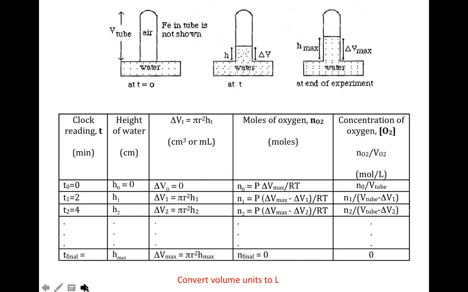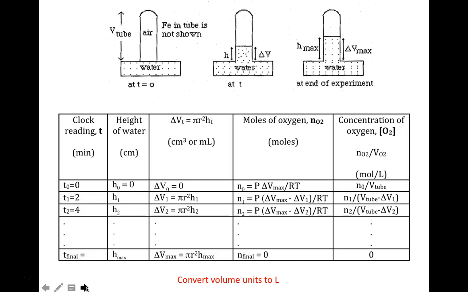Because if you notice in the 4th column, when we're solving for moles of oxygen, or N sub O2, we see that part of the very first equation, where it says N sub naught equals P delta V max over RT, well, there's our delta V max. So we need to know what that maximum amount of NO2 is. And you might be wondering, wait a second, that's T sub 0, which is at time 0. Why am I using delta V max if that's the end of the experiment?